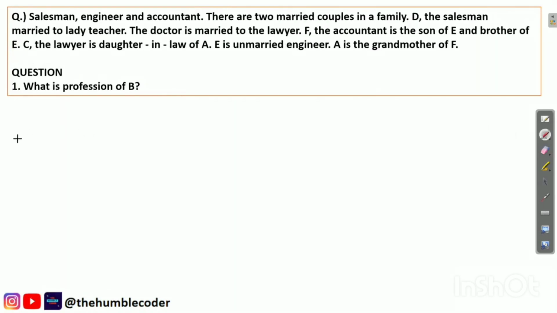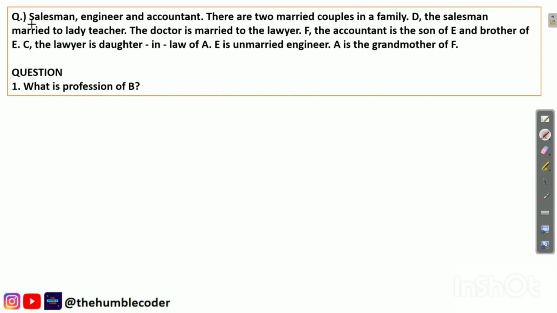Salesman, engineer and accountant. There are two married couples in the family. D is the salesman married to the lady teacher. The doctor is married to the lawyer. F, accountant, is the son of E and brother of E. C, the lawyer, is daughter-in-law of A. E is unmarried engineer and A is the grandmother of F. So we have this question now.